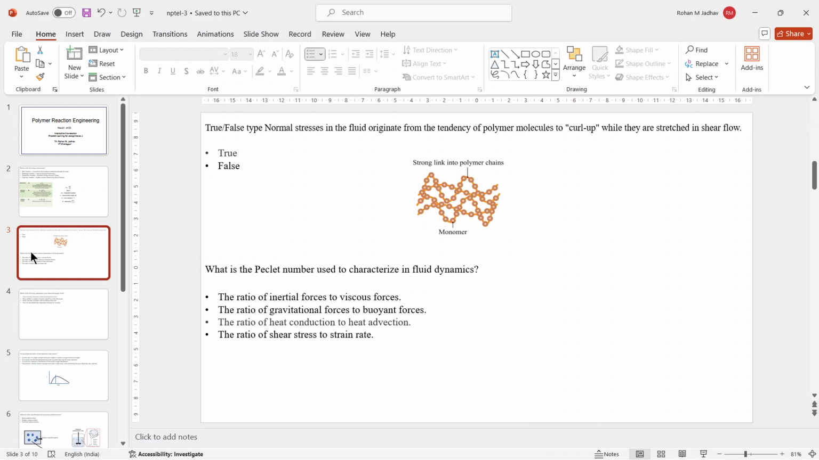So this is true. Next, we have: what is the Peclet number used to characterize in fluid dynamics? From the general definition of the Peclet number, we can see that it is the ratio of heat conduction to heat advection. And where does the Peclet number play a role? It is very useful in the dispersion models for reaction engineering, where the Peclet number is used as a decisive measure to see if the dispersion model is working correctly or not. And that's exactly how the Peclet number is defined, as the heat conduction to heat advection ratio.